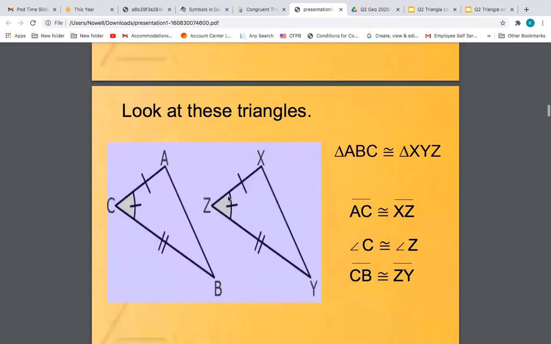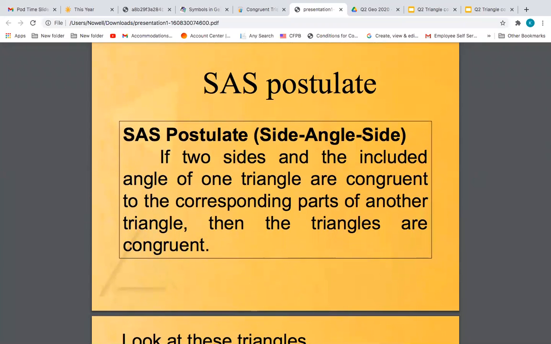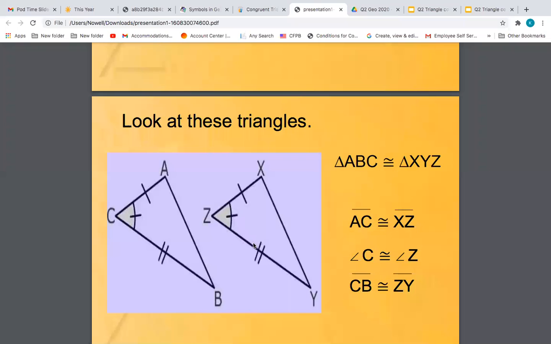Look at these triangles. See, side and another side. The corresponding side for this one is this, and corresponding side for this is this. Look at the angle. These two sides that are congruent to another triangle, which is this one, are making the angle. That's why we call it included angle. And that's the reason that we write side, angle, side.